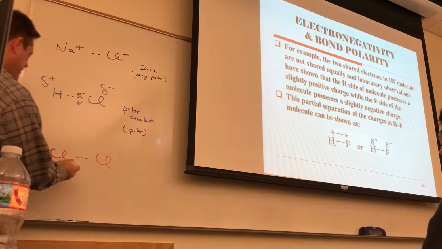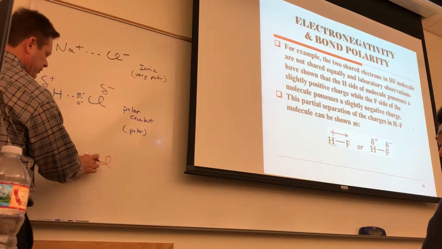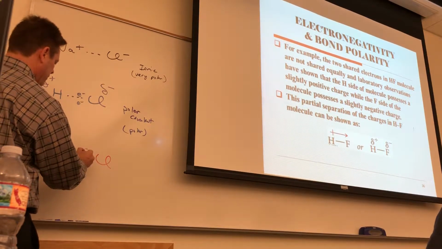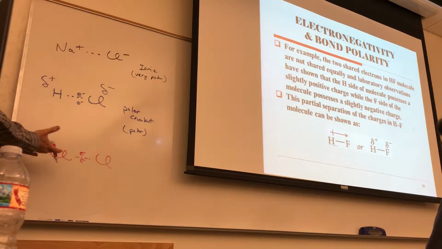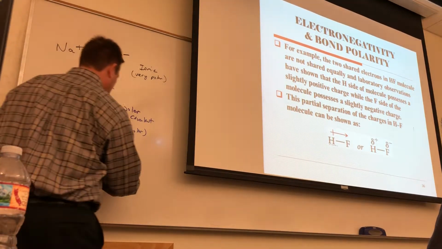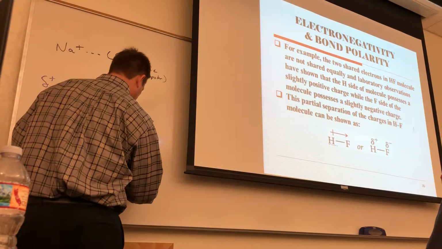And lastly, I have something like this, where I could have Cl and Cl. Now here, these have the same electronegativity, so the electrons that are in between that are being shared are being equally shared, and I'll represent them right in the middle. So in this case, this is called a non-polar covalent bond.